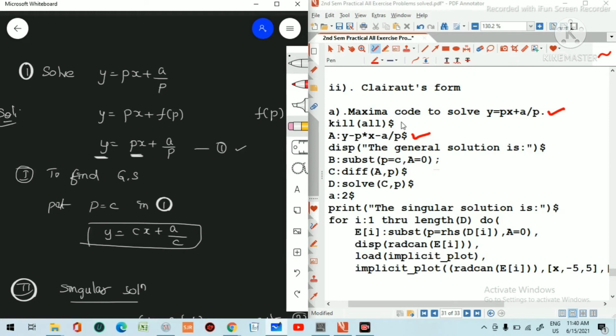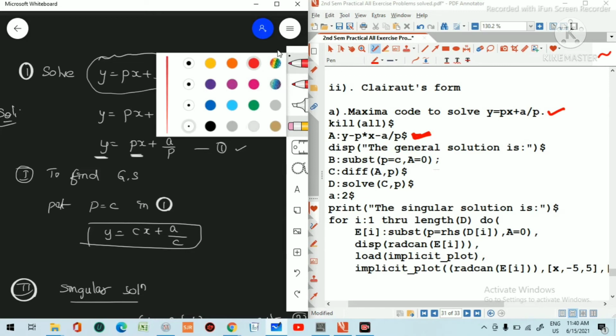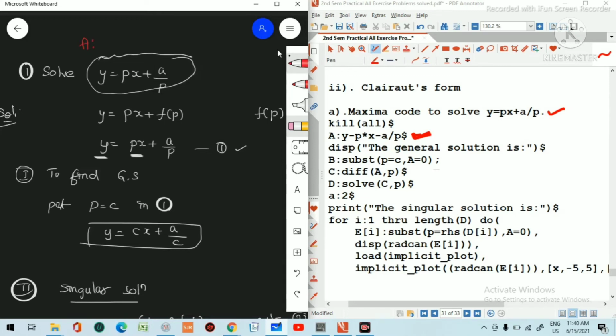Clear all, as usual, to clear all the previous entries, right? So this we have on the right hand side, this equation, that we are giving whatever we have got over here, y minus p x minus a by p, just see that whether it is correct or not, that we have written this part. Is it fine? Yes, sir. This we are naming it as a. Okay, clear? This line is clear.